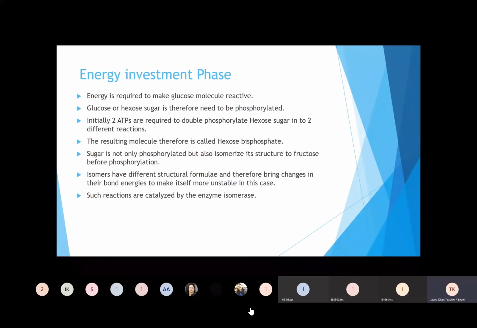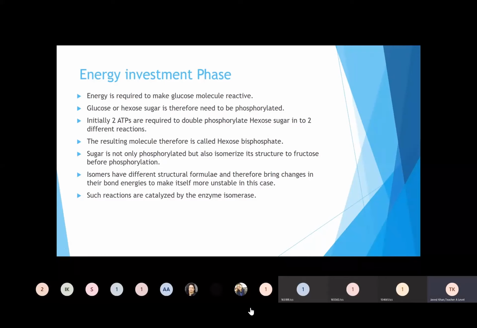When you add a phosphate group to a molecule, it becomes phosphorylated. And if this phosphate comes from the ATP or some other source, it makes the molecule unstable. So you want to make the glucose molecule unstable or more reactive. I mean, you want to prepare glucose for the reaction. Initially, 2 ATPs are required to doubly phosphorylate hexose sugar in 2 different reactions. So 1 ATP is not sufficient. We need 2 ATPs to phosphorylate hexose sugar.